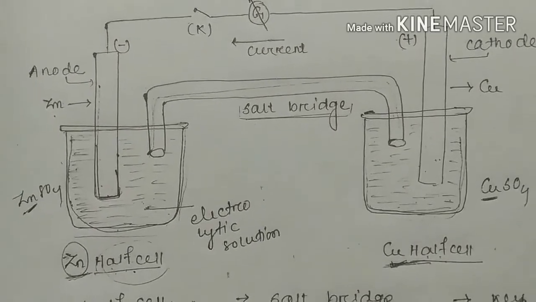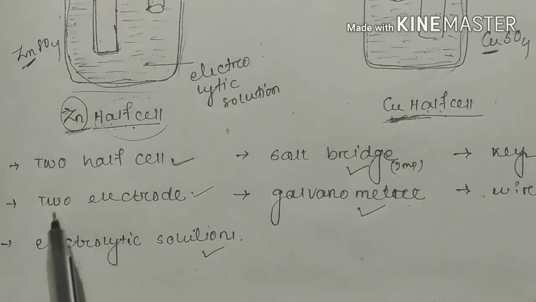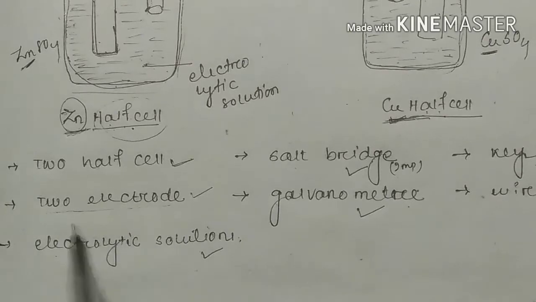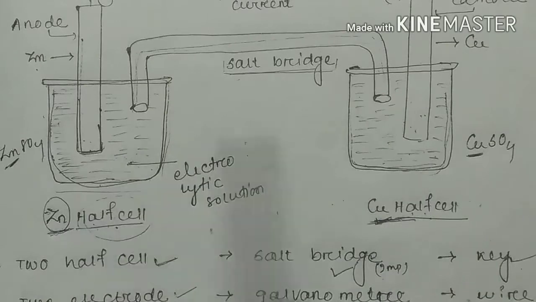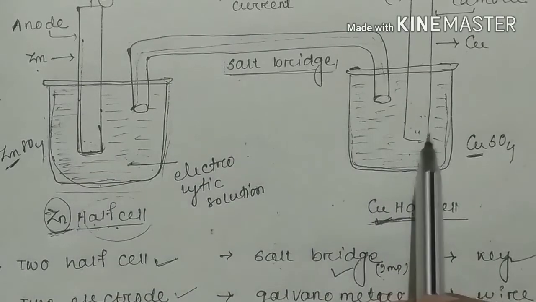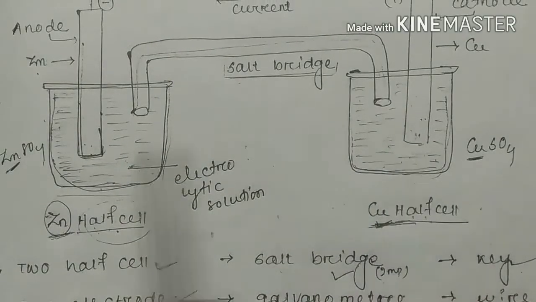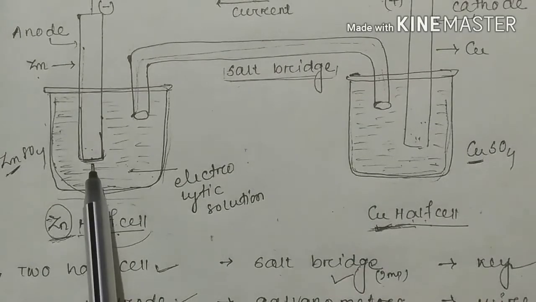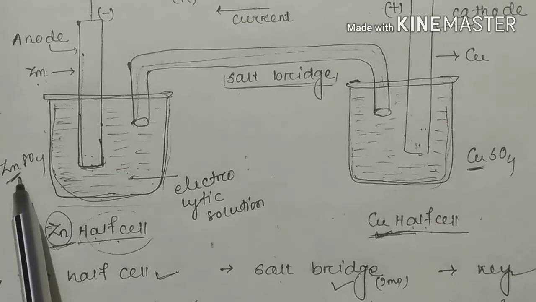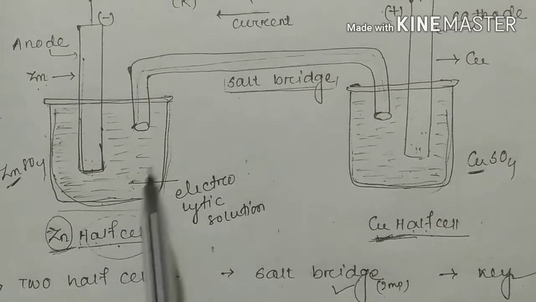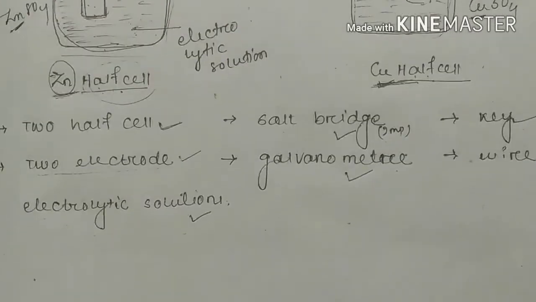Okay, so here there are two electrodes. What are electrodes? Electrodes are two metallic plates. Here the electrodes are used in two beakers, and the electrodes are made up of the same metal which is used in the electrolytic solution.